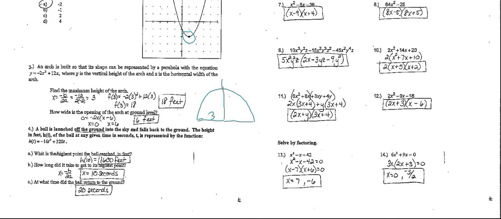The other way to do it is just to set it equal to 0 and solve, because that'll be the other side of the arch, and you can figure out how long this distance is.